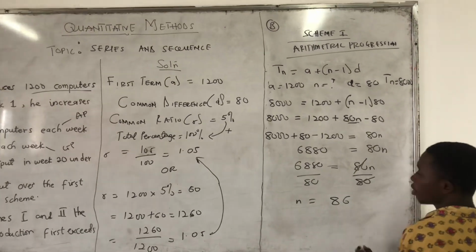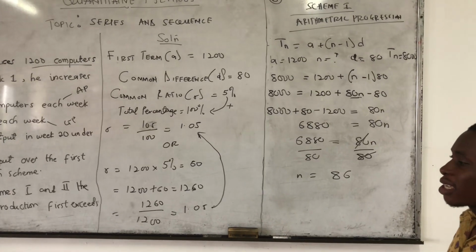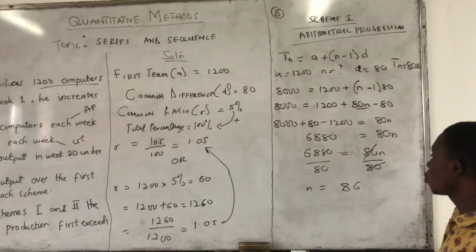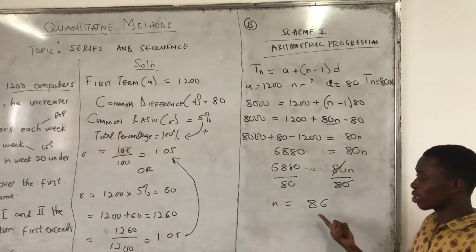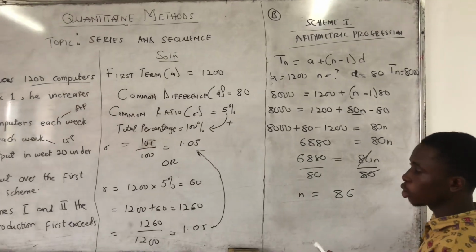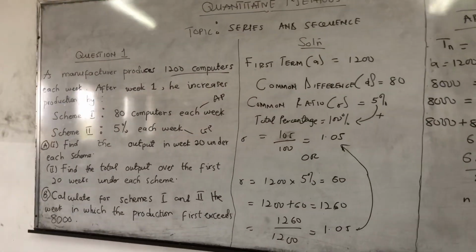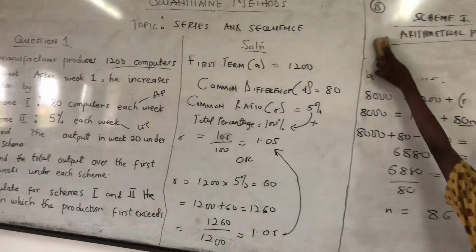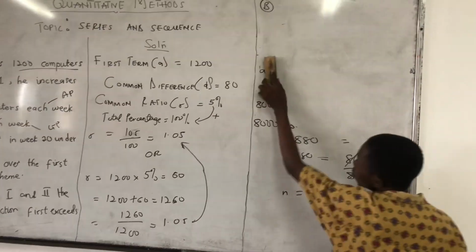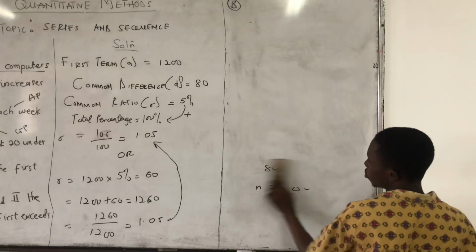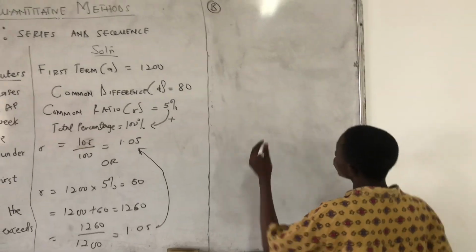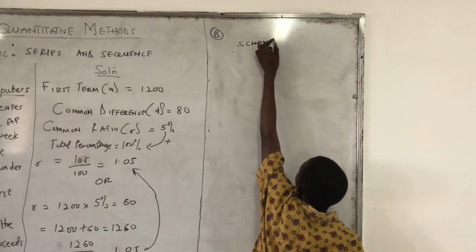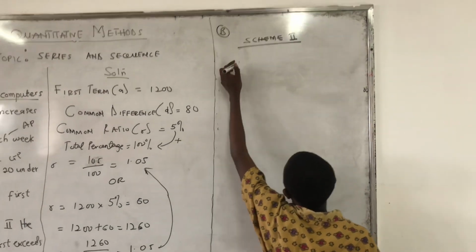So we have, calculate for scheme I and II the week in which production first exceeds 8,000. So with scheme I, the week in which production first exceeds 8,000 is 86. So now let's move on to scheme 2.